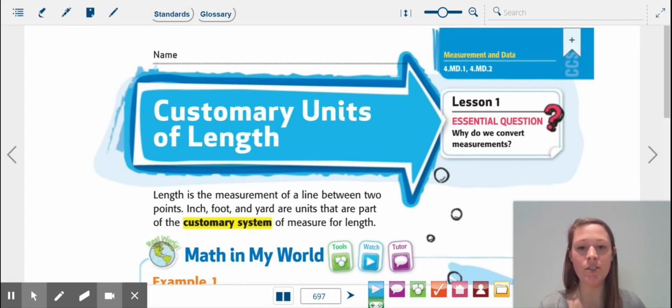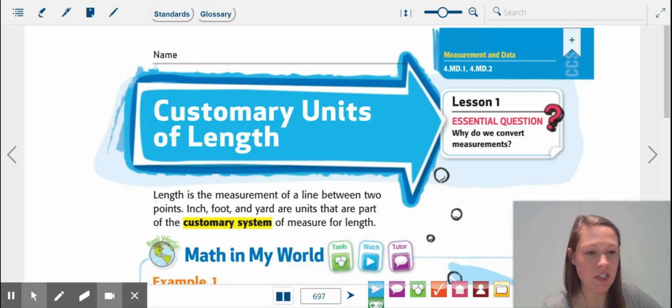Okay, so turn to page 697. We are going to start with customary units. So this is what we are familiar with here in the United States. We use customary, and then a lot of the rest of the world uses metric units. So we'll start talking about that after we cover all the bases for customary units.